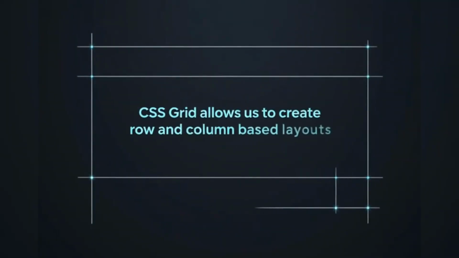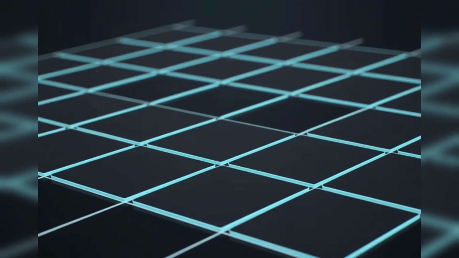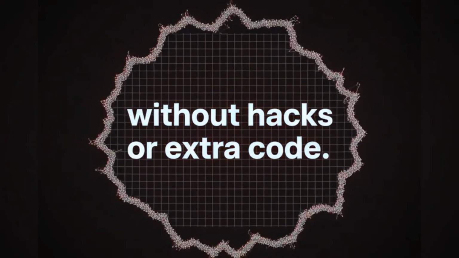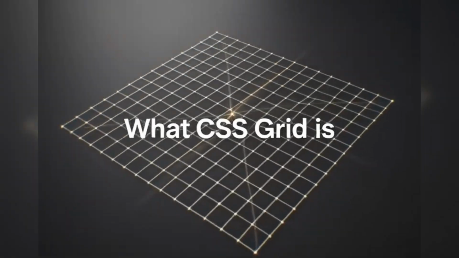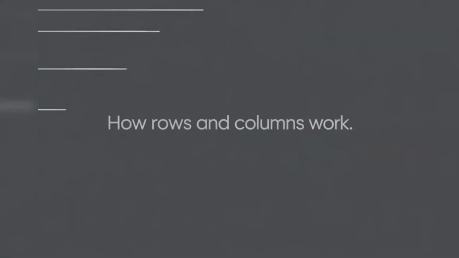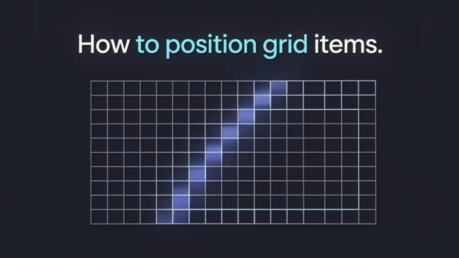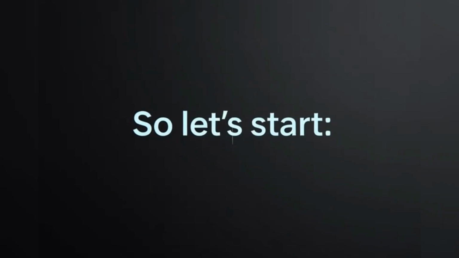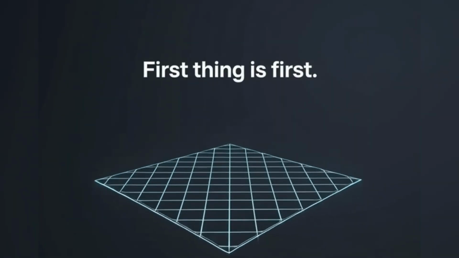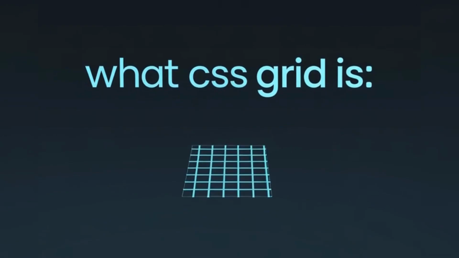CSS Grid allows us to create row and column based layouts easily without hacks or extra code. In this video, you will learn what CSS Grid layout is, how rows and columns work, how to position grid items, and how to build responsive layouts. So let's start. First things first, we'll see what CSS Grid actually is.